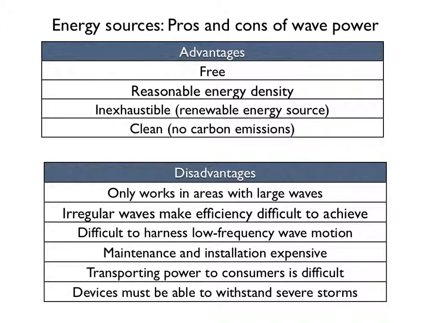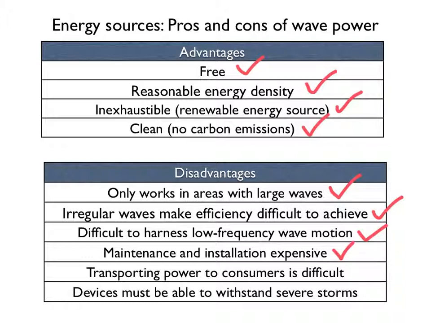Okay, let's take a quick look at the pros and cons of wave power. The advantages are waves are free, they have a reasonable energy density, they're renewable, we won't run out of waves, and they don't produce carbon, so they're clean. The disadvantages is obviously they only work in places that have waves, and they need pretty large waves to work effectively. Irregular waves, waves that are not nicely periodic, make it difficult to generate electricity, so choppy waves don't work very well. And it's difficult mechanically to harness that low frequency wave motion, so the wave generators tend to have a little trouble with efficiency.